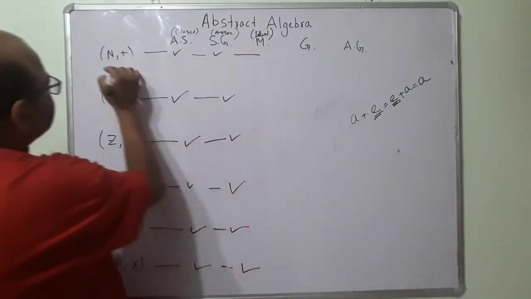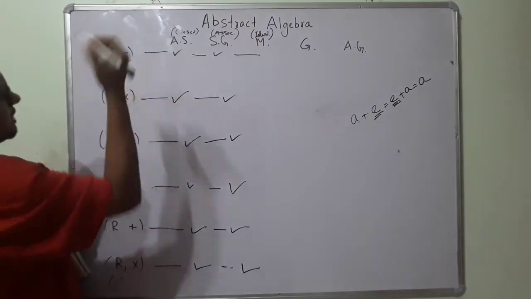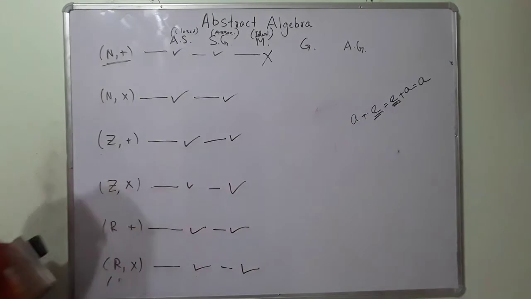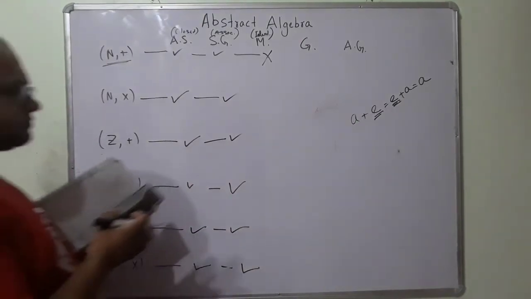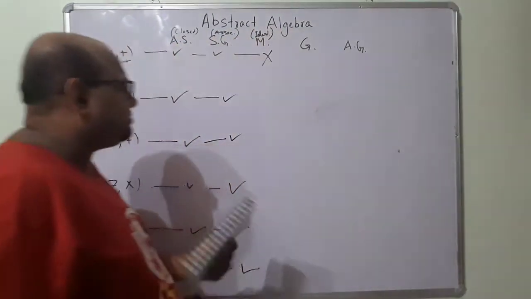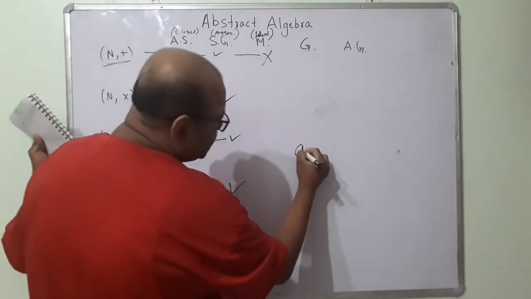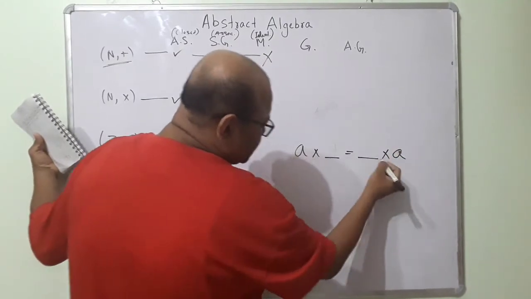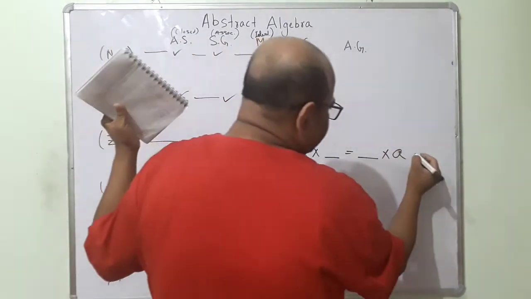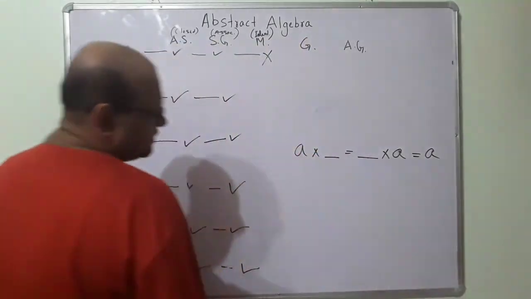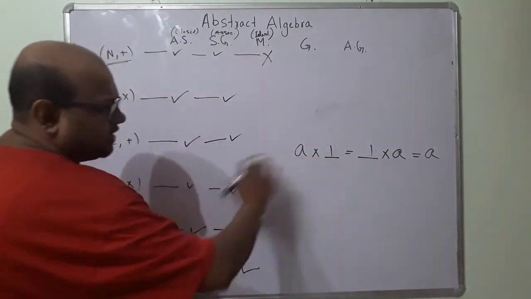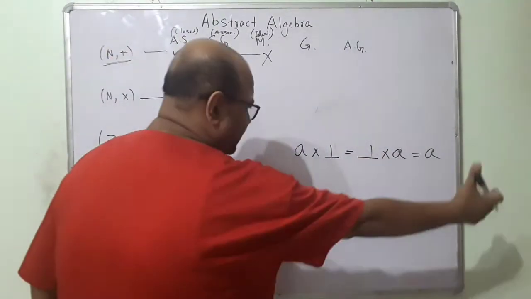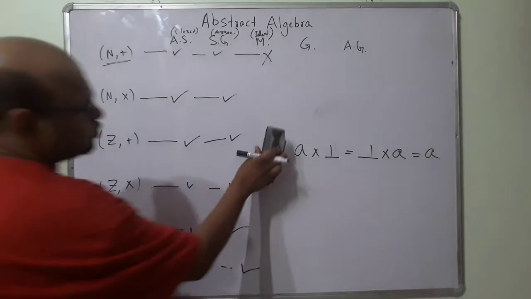0 does not belong to the set of natural numbers. For that reason, the natural numbers under the operation addition form an algebraic structure, a semi-group, but not a monoid. Now what is the multiplicative identity? Think about it. What is it that when I multiply A with that, I will get back A? It is 1, right? When I multiply something with 1, or 1 with something, I get back that thing. So the multiplicative identity is 1.